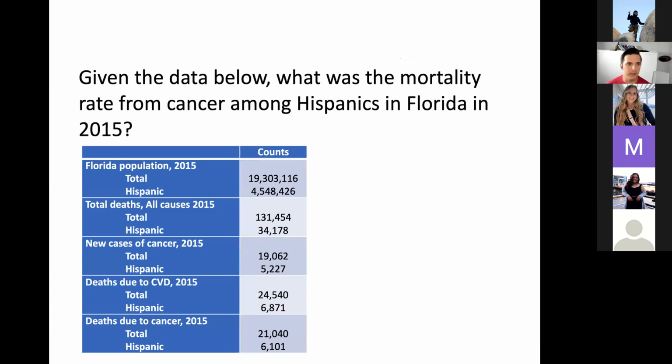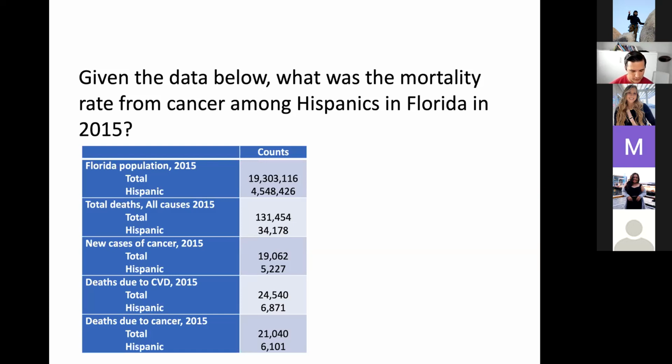So this is a calculation problem. Given the data below, what is the mortality rate from cancer among Hispanics in Florida in 2015? This is no longer on Poll Everywhere. This is just on the slides, because for some of these calculation problems on Poll Everywhere, it doesn't work. So you can close out Poll Everywhere. We're done with that for today. And we're going to just do problems that are only on the slides. So I'll give you about 2 or 3 minutes to calculate.